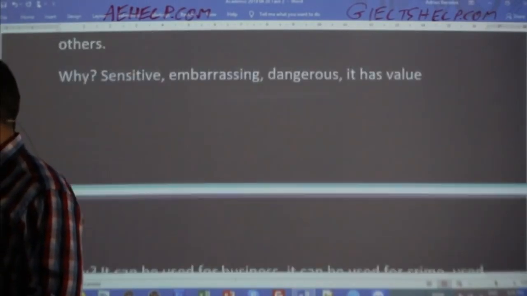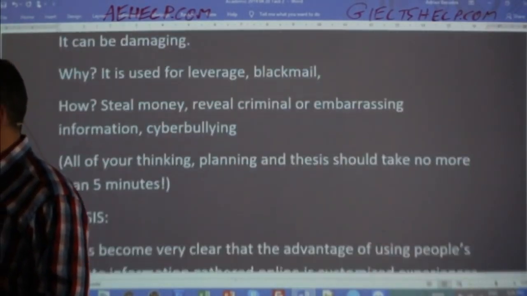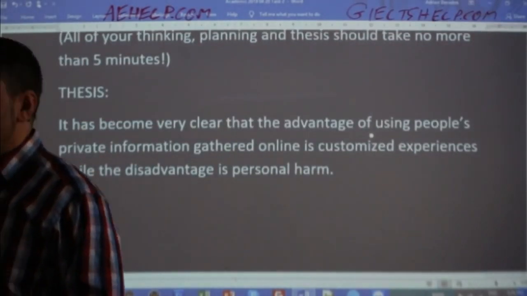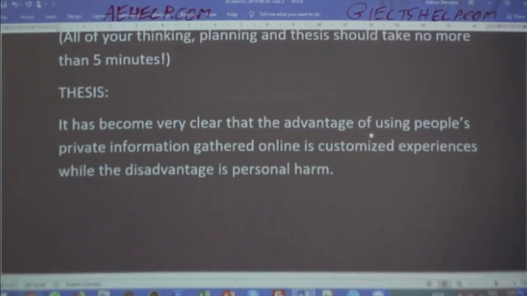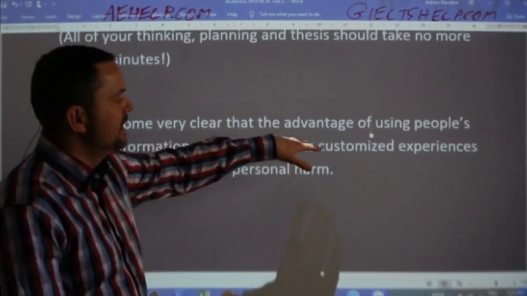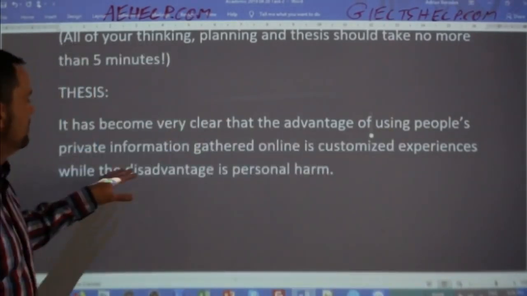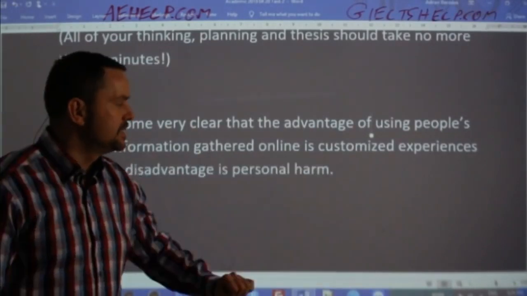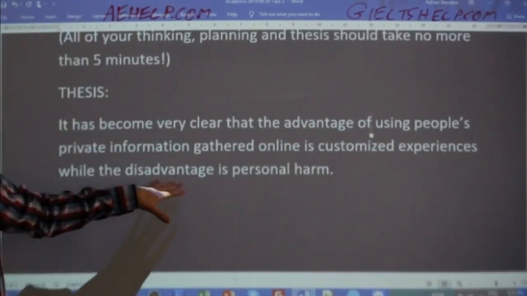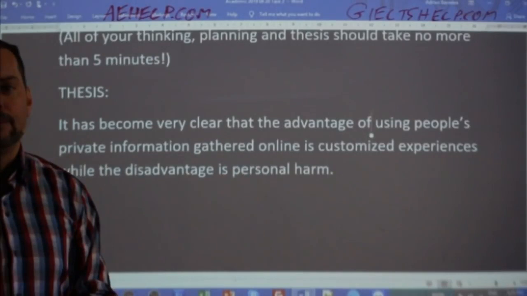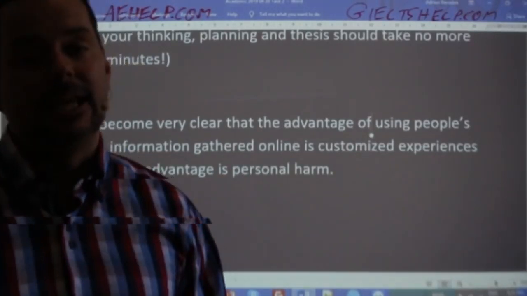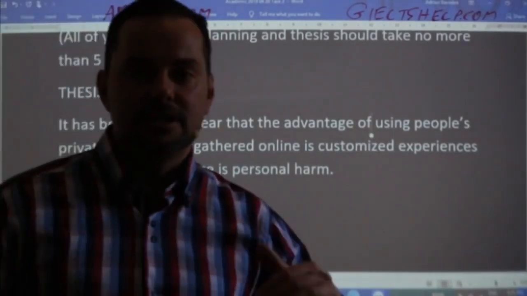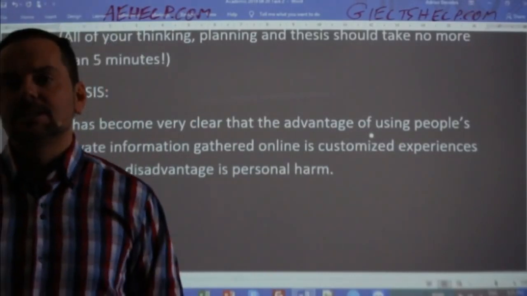We've gone through our planning and thinking, critical thinking phase. Now we're composing our thesis to get ready for the essay. It has become very clear that the advantage of using people's private information gathered online is customized experience, while the disadvantage is personal harm. That is a leading into a Band 9 essay. Okay, that's a very high level thesis.